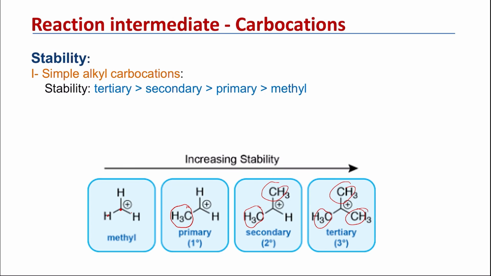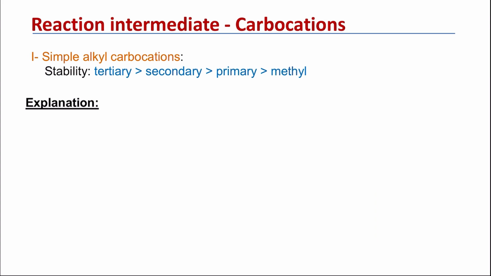The stability will increase from the methyl carbocation, which is completely unstable, to primary, to secondary, and then to tertiary. Let's explain why this trend exists: why the tertiary is more stable than the secondary, more stable than the primary, and more stable than the methyl.